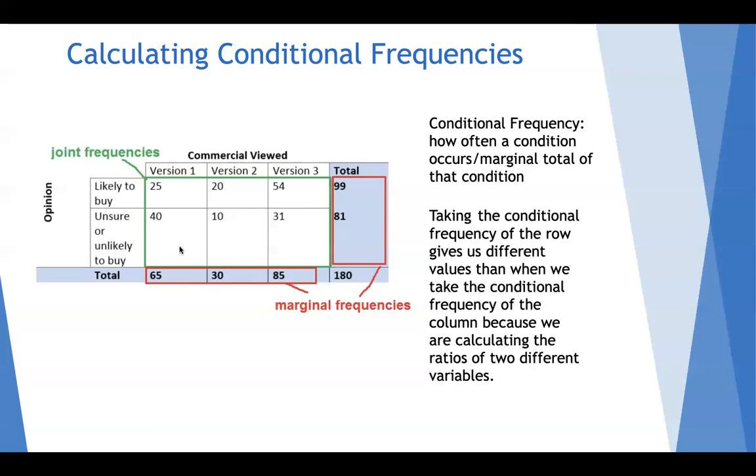Whereas in the first example, we're looking at the amount of people who are unsure or unlikely to buy the product after viewing version 1. So we're calculating the ratios of two different categories of data, which is why even though we use the same number 40, it's telling us two different things, because we're analyzing a different one of the variables.